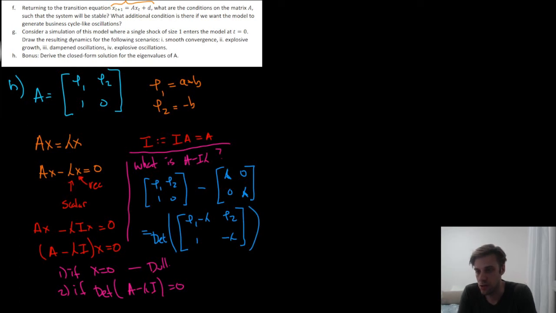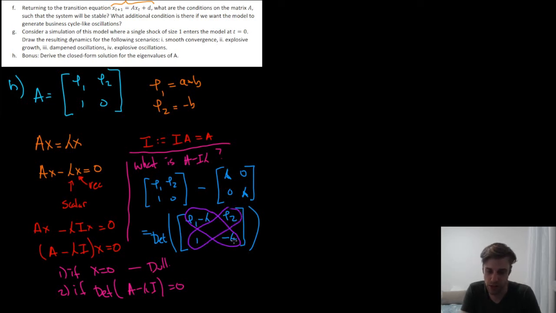Now you need to just pull out of your brain that the determinant of a 2 by 2 matrix is this diagonal multiplied minus this diagonal multiplied.